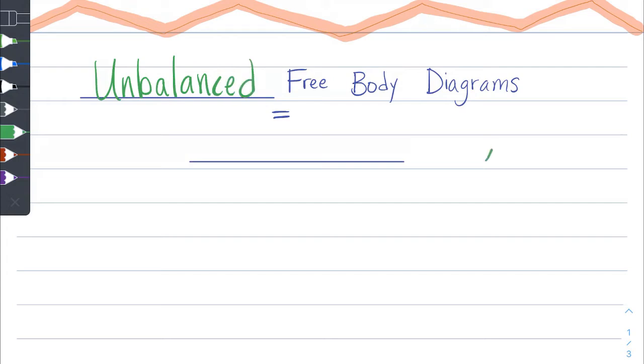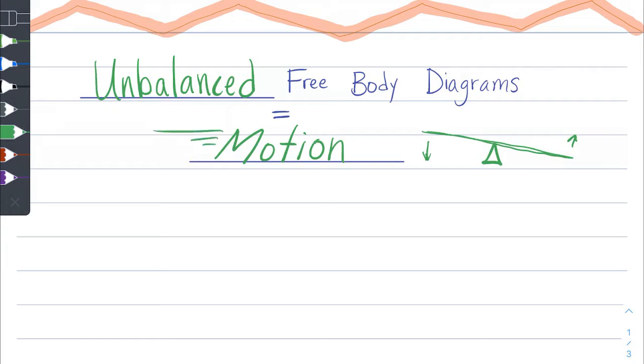So if it's unbalanced, and if I get a teeter-totter here, it's not going to stay flat. Instead, you're going to have some type of motion happening. Might be going up or down or whatever that might be, depending on how it's unbalanced. So unbalanced free body diagrams, there is motion. I'm going to draw some motion lines here to accentuate the motion that's happening.